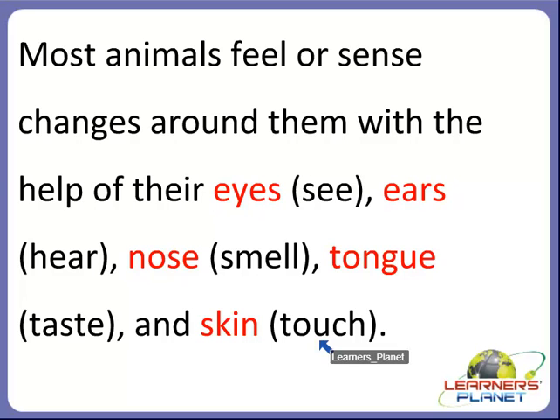So children, human beings and animals, all of them sense changes around them with the help of their sense organs. Always remember that eyes, ears, nose, tongue and skin are called sense organs.